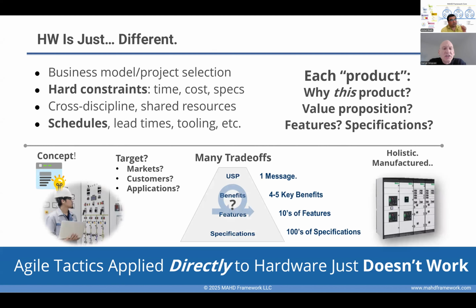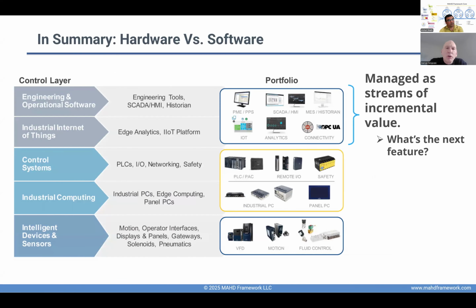So it's just different. And the teams really have to, from the very beginning, from concept to launch, think about trade-offs. And we have to live with those trade-offs and ultimately get to a value proposition that comes down to the right features, the right specifications, getting into manufacturing, and it has to be a holistic solution that we can live with. The bottom line is that Agile tactics applied directly to hardware really just don't work because they weren't designed for how hardware works. So how do we resolve this? Well, that's what we're going to focus on today.